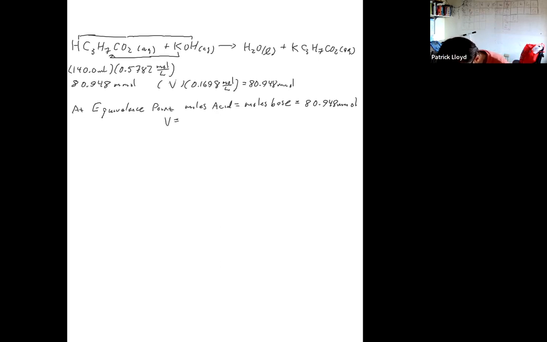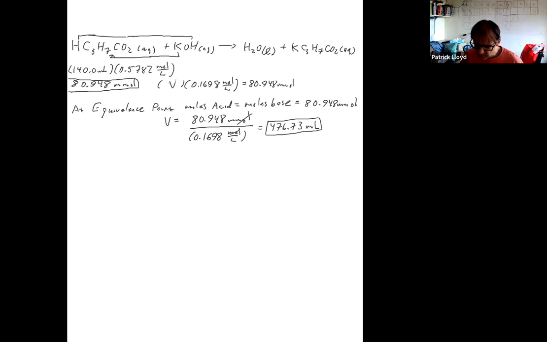The volume of the potassium hydroxide would be the millimoles of the potassium hydroxide divided by the molarity. Moles cancel and you get milli over 1 over liters, which is milliliters. So 80.948 divided by 0.1698, 476.73 milliliters. So that's one way that this problem differs from the previous titration problems.